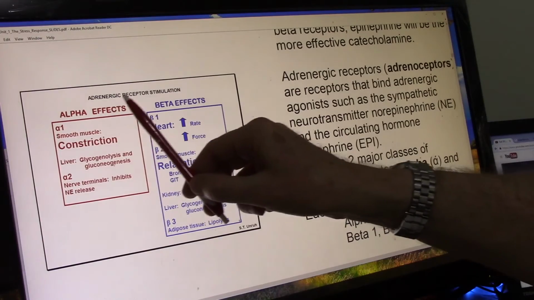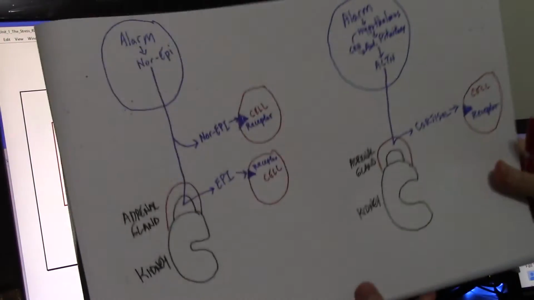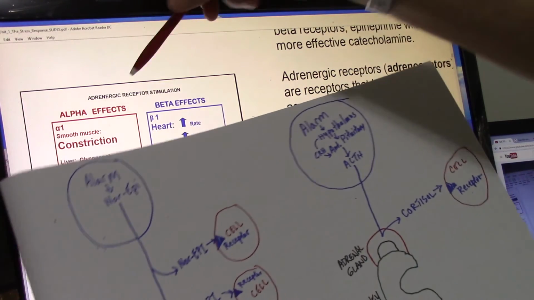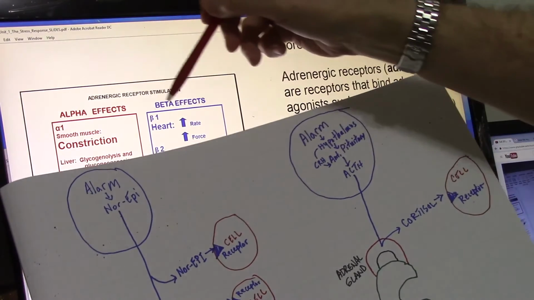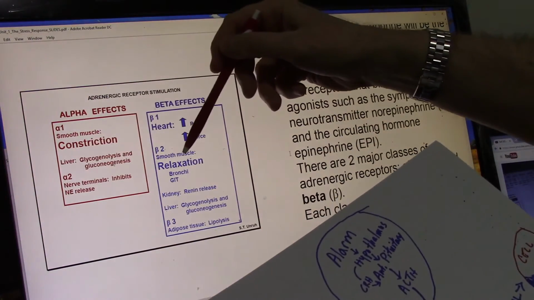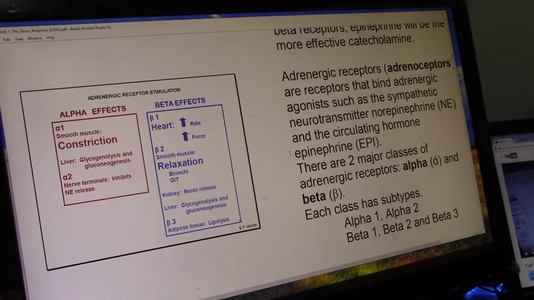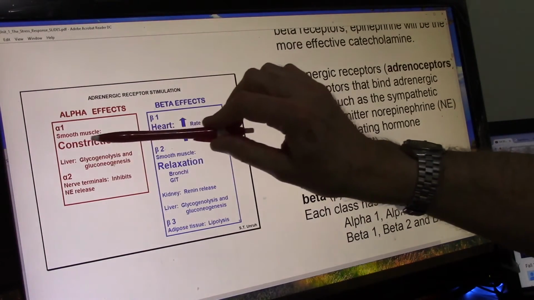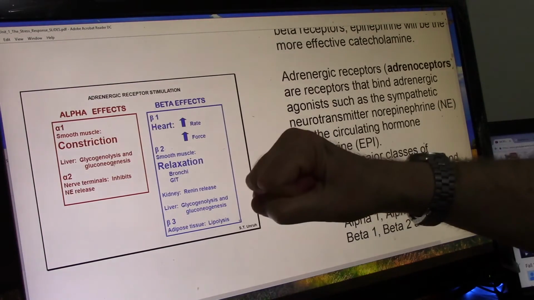Okay, now, what are the effects of this? Now here we have adrenergic receptor stimulation. Okay, again, let's come back to our picture. Here are our receptors. Those are the receptors. And these could be alpha 1, beta 1, alpha 2, beta 2, or even beta 3, which we probably won't talk about a whole lot. But notice that, and this is a generalization, your alpha 1 receptors tend to be in smooth muscle, and they tend to stimulate the muscle to constrict.